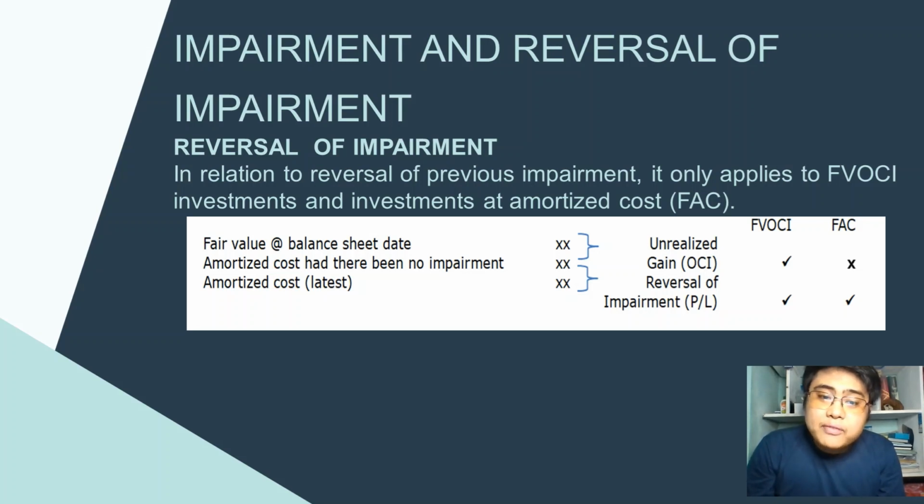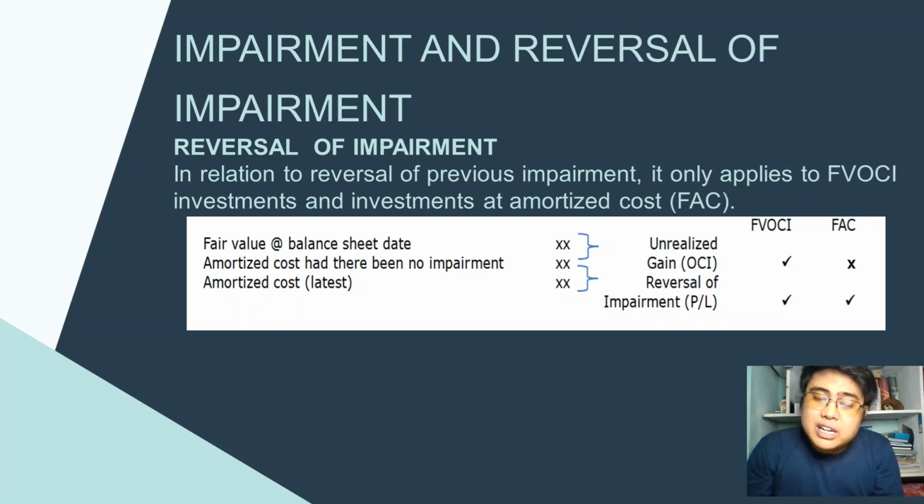Pero kung yung fair value at balance sheet date mas mababa sa limit, yun ang gagamitin mong pang-compare sa amortized cost. Again, amortized cost had there been no impairment is just a limit. Hindi lang pwedeng lumagpas yung fair value sa amount na yan. So kung lumagpas, yan ang gagamitin natin. Pero kung hindi lumagpas, you will still use the fair value and you will compare it to your amortized cost in order to compute the reversal of impairment losses.